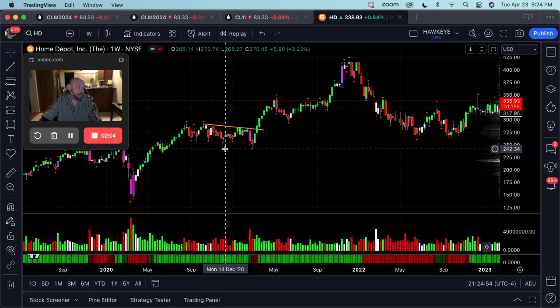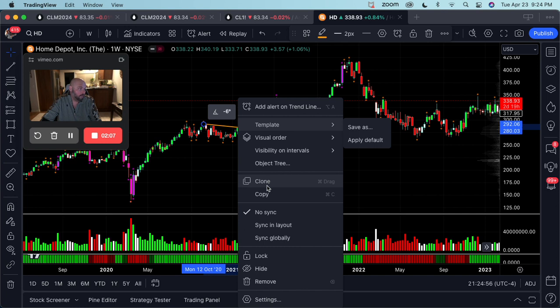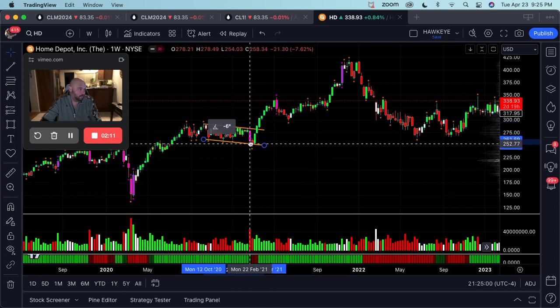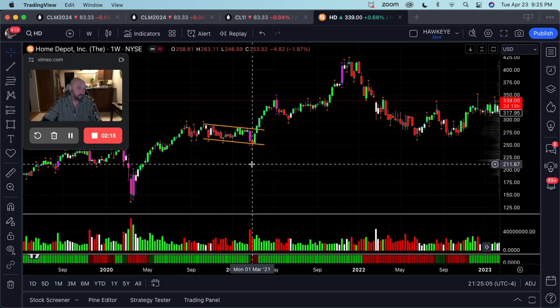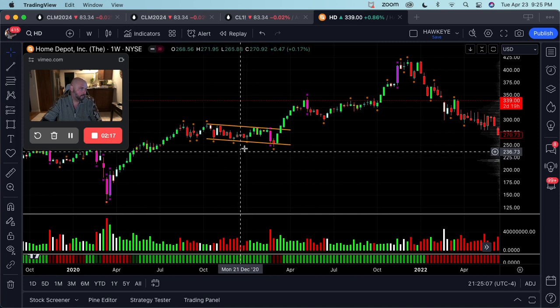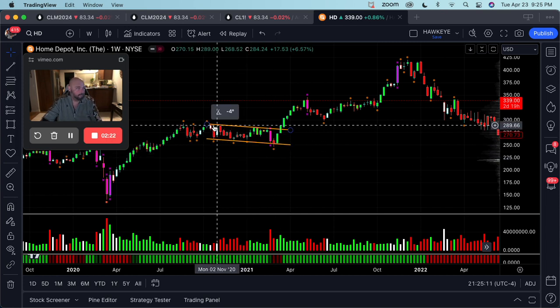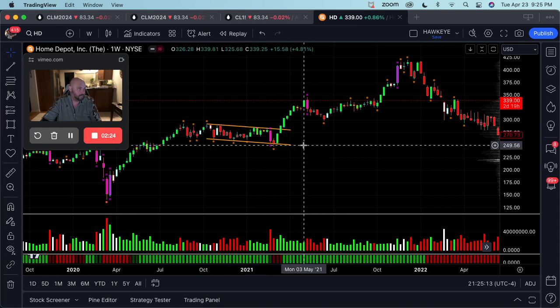That's just one of many ways that I like to do it. I'm a big fan of channel structures. Okay, so that completes a channel structure. And notice this low became very predictable by being able to properly identify the channel top.